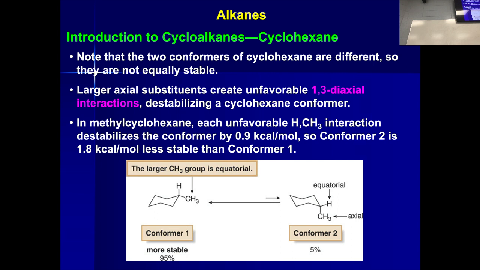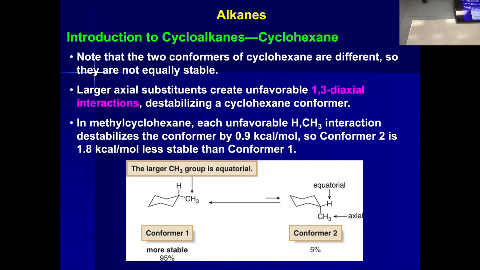What do you think is going to happen as this group gets bigger and bigger? What if I put an isopropyl group here? What do you think would happen? Do you think it'd still be 95 and 5? What do you think it'd be? Yeah, essentially, if I ran the experiment, all I would see is that. I wouldn't be able to detect the other very easily, okay?